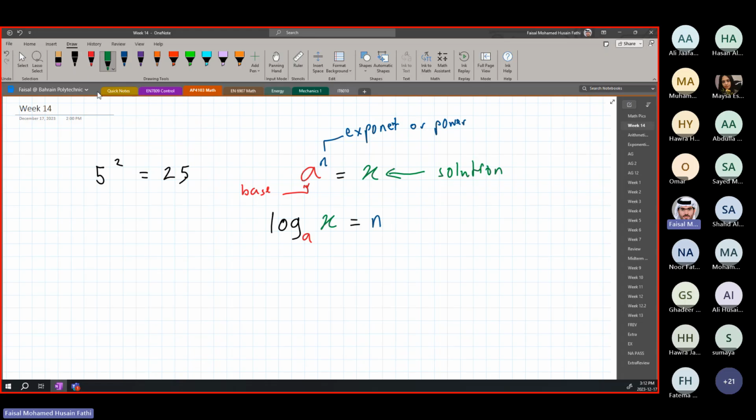So how do we use it? Let's take the same example, 5 squared equal to 25. If we convert this into a log equation, it will be log of base 5 of the solution 25 is equal to 2. That's it. That's the whole concept of log. The log is just a different way of solving exponential equations.